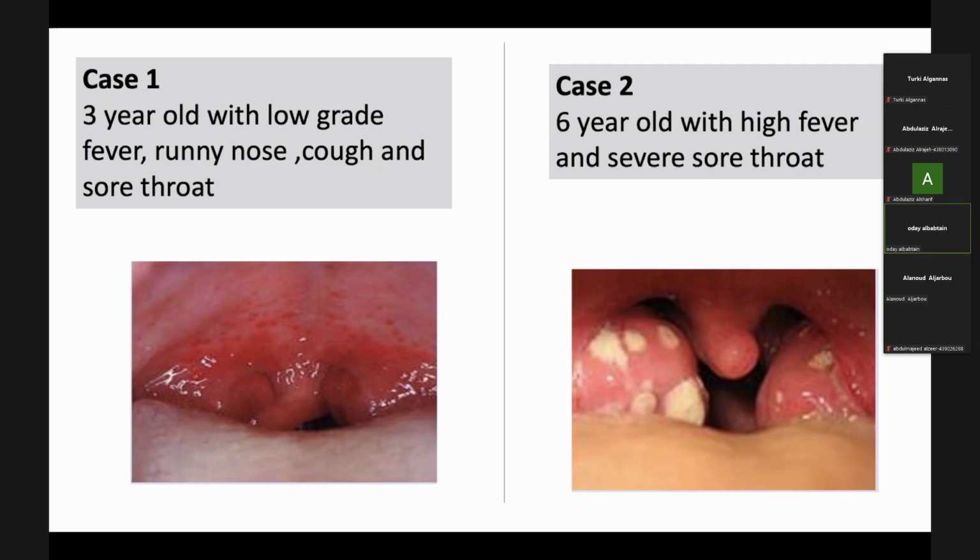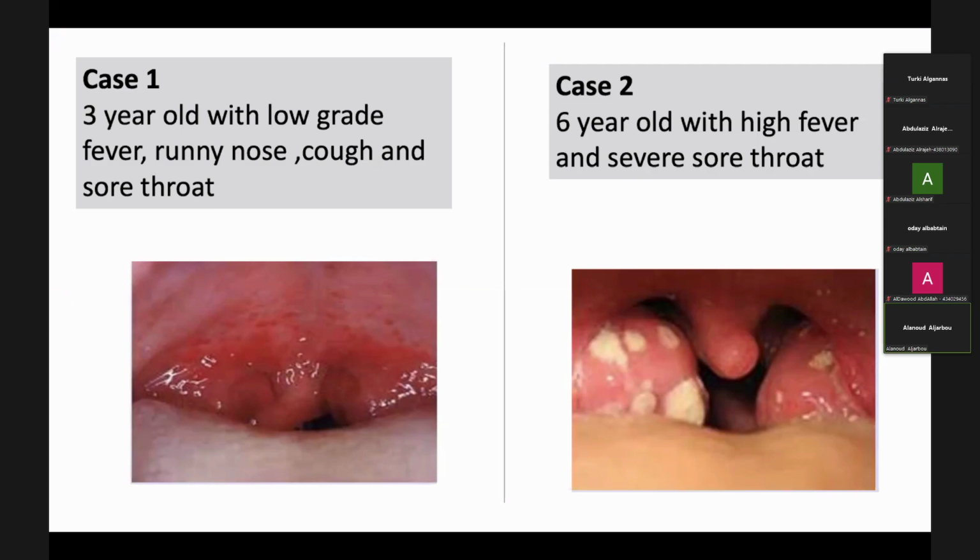The first one is viral, I think, and the second one is bacterial. Okay, why do you think the first one is viral, and why do you think the second one is bacterial? Because it's low-grade fever, runny nose, cough. Okay, and the second one? The opposite. Okay, but viruses can present with exudative pharyngitis. We just mentioned EBV, if you remember. It can present with exudative pharyngitis too.